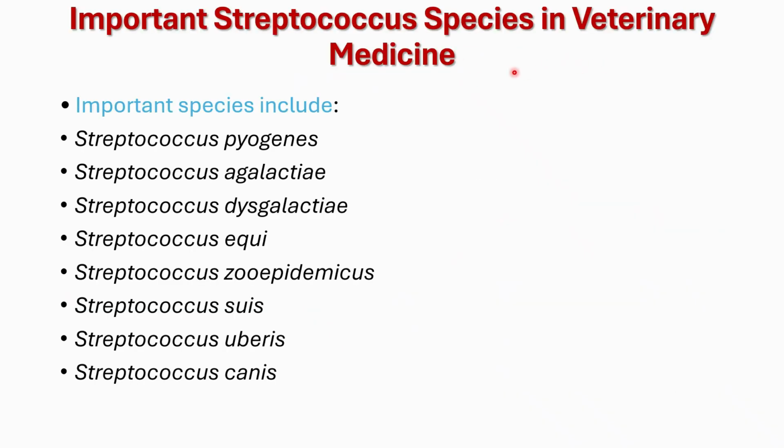Important Streptococcus species in veterinary medicine. There are several species of Streptococcus that are important in veterinary medicine. These organisms are classified mainly based on the Lancefield serological group or the type of hemolysis they produce on the blood agar. Understanding these characteristics helps veterinarians and microbiologists quickly identify the organism responsible for the disease. These are the important species like Streptococcus pyogenes, agalactiae, dysgalactiae, equi, zooepidemicus, suis, uberis or Streptococcus canis.